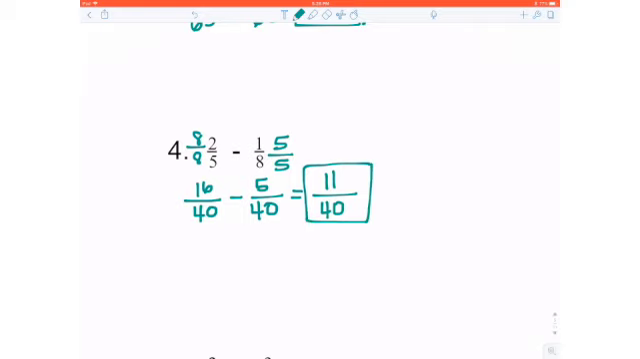11 is a prime number, which means it cannot be divided by any number aside from 1 and itself. So we cannot simplify this any further. Therefore, our final answer is 11 over 40.